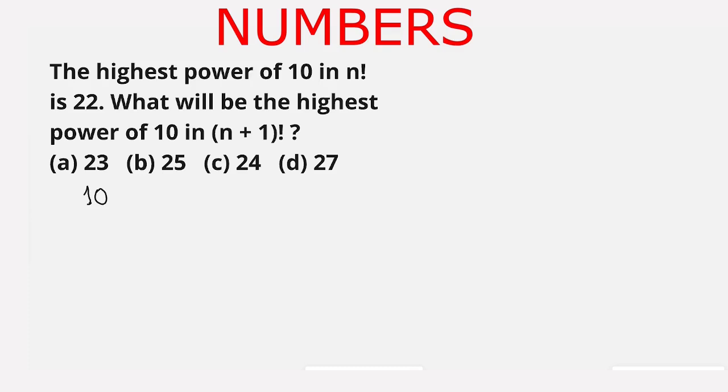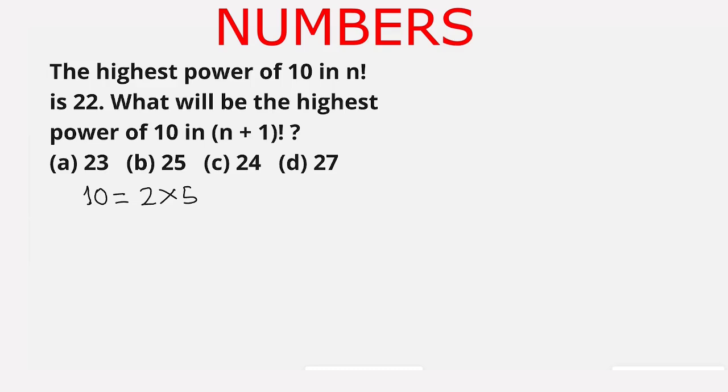As 10 is not a prime number, 10 can be factorized into prime numbers, and the prime numbers are 2 multiplied by 5. So whatever may be the power of 5 in any factorial will be the same power of 10 in that factorial, because 2 being smaller than 5, 2 will have more power than 5 in any factorial. So for making 10, we will have sufficient power of 2, and whatever may be the power of 5, that will be the power of 10 in that factorial.